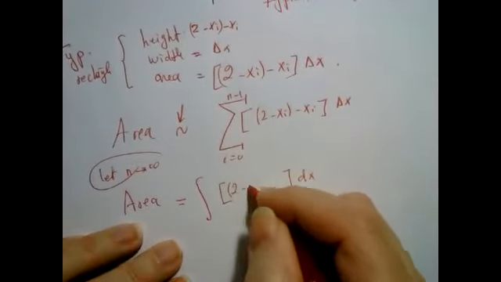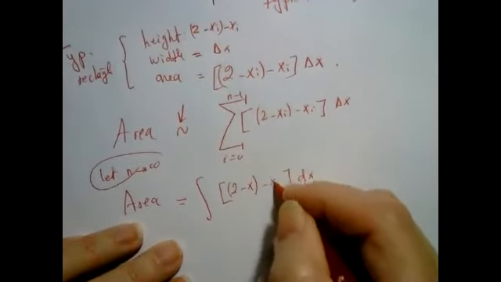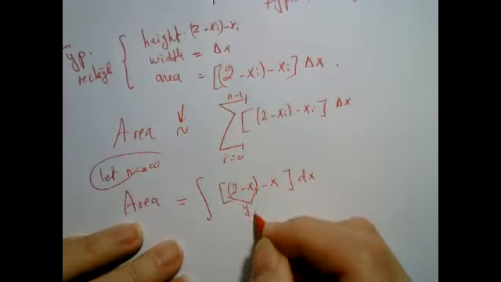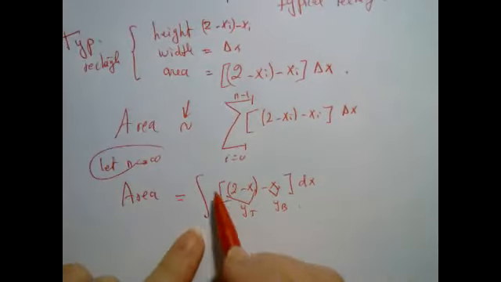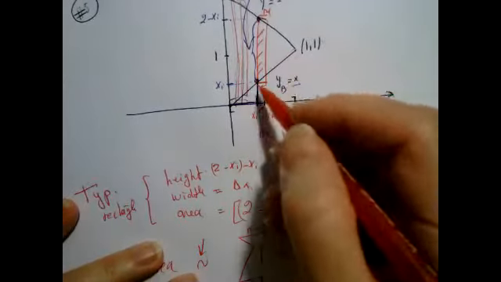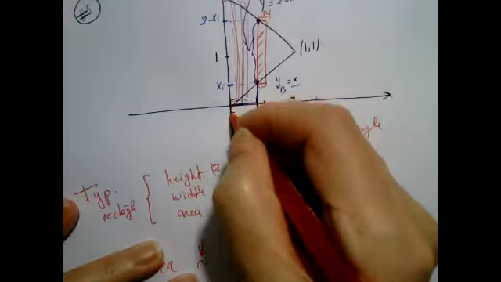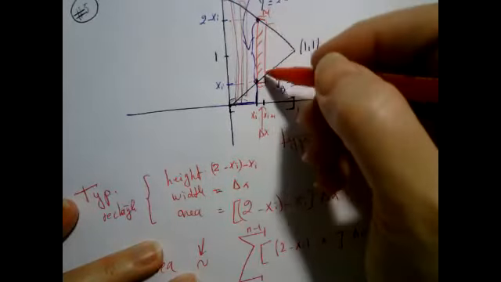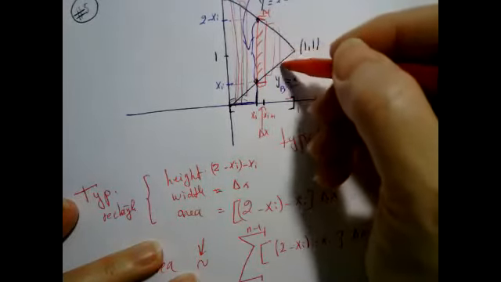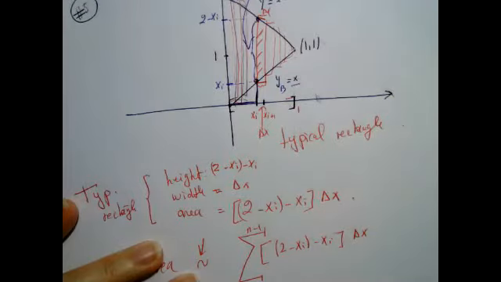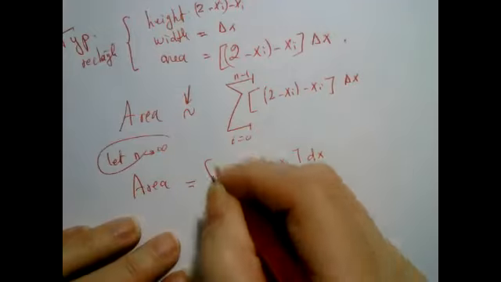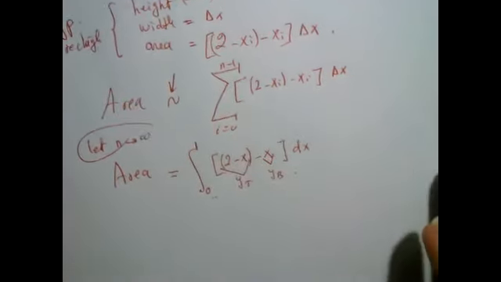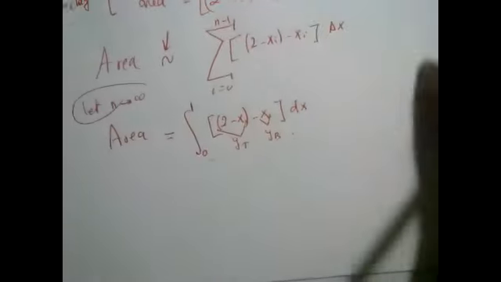2 minus x, minus x. The top curve, the bottom curve. And the interval of integration, you always ask yourself, which interval do I need to divide into pieces to cover my whole region? And in this case, we have to cover it from 0 to 1. So that's really the idea behind that. The rest is easy. There is nothing more to it.